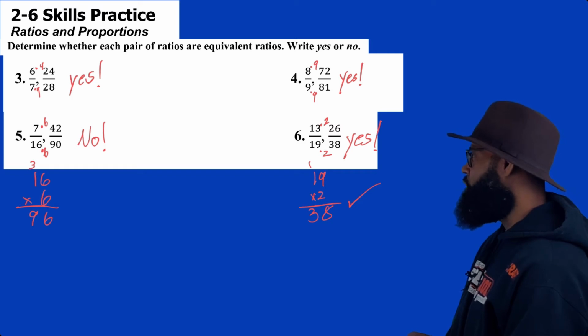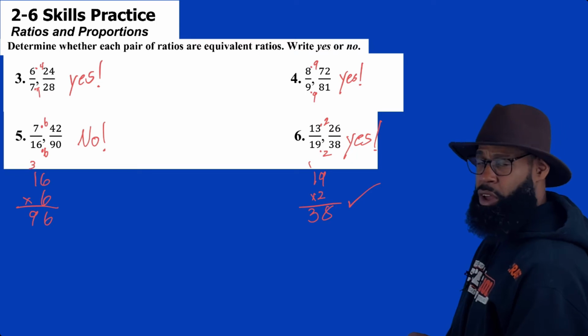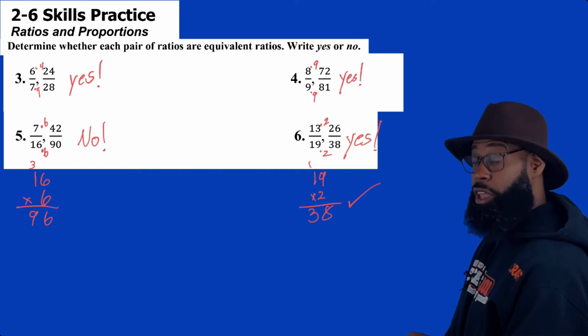I can say yes. So determine whether each pair of ratios are equivalent ratios, yes or no. Just yes or no. Not telling us to prove why or explain your answer.